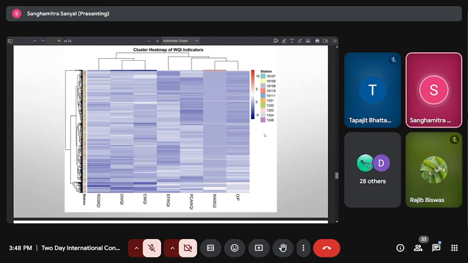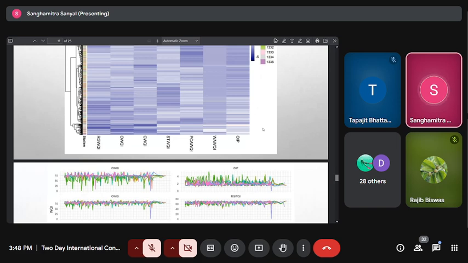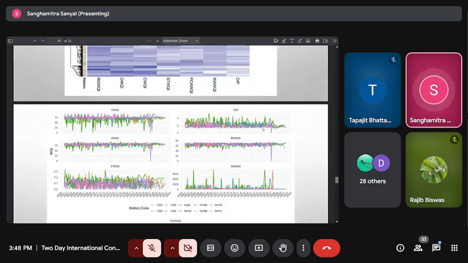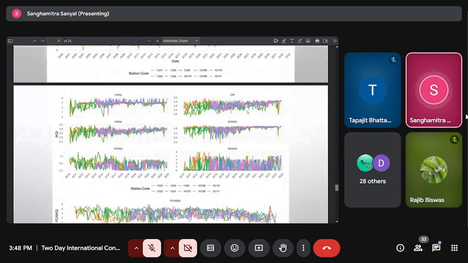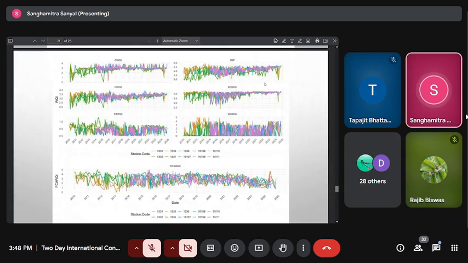Then, based on the loadings of the first principal component, I calculated it. This is the line plot, or the time series plot, for all the different water quality indices in their own scales, and this is in the common scale.